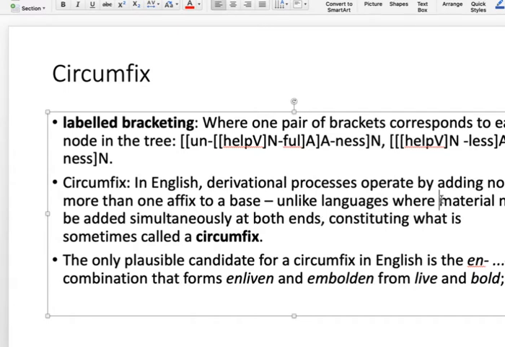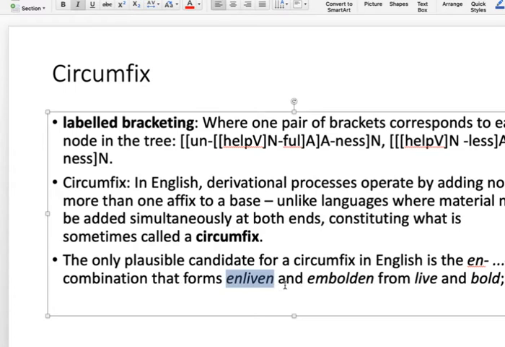Material means affixes on both ends, constituting what is sometimes called circumfix. So we call this circumfix, and in English there are very rare such examples. Just like you have seen, left-headed compounds were very rare, and we had just one example. And circumfix in English is also very rare, and only two examples are there. The only plausible candidate for the circumfix in English is en-...-en. There will be a base in between, en- as a prefix, -en as a suffix. For example, in enliven, live is the base.